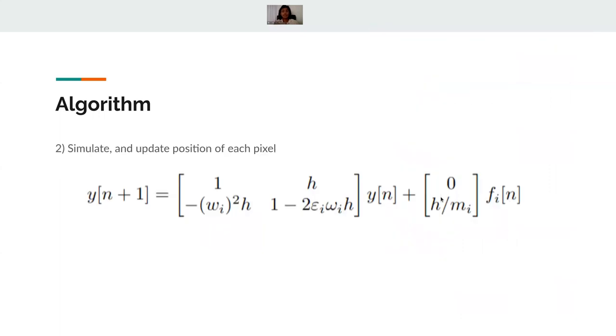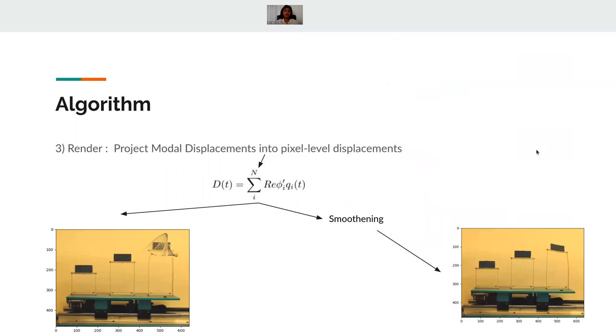After extracting the motion basis, we use the previously derived formula. We simulate and update the position of each pixel using this formula here. Third, we render and project the modal displacements that we calculate with our previous formula into pixel level displacements, which we then further smoothen to get the deformations that we want. And this is, of course, after applying forces in the previous equation.